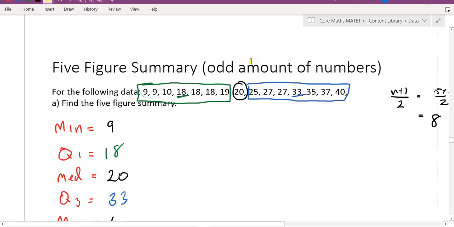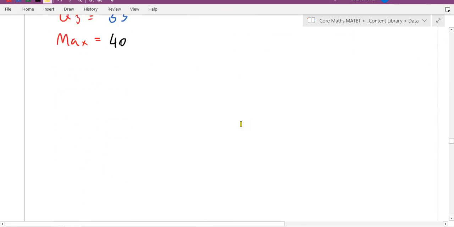Okay. And also, just remember, when you're looking at Q1 and Q3, do not include that median. So if I'm looking at the lower half, I don't want to include the 20. And if I'm looking at the upper half, I don't want to include the 20 again. So you don't include that median. If your median is between two numbers, for example between 19 and 20, add them together and divide it by 2. That's how you get the median.